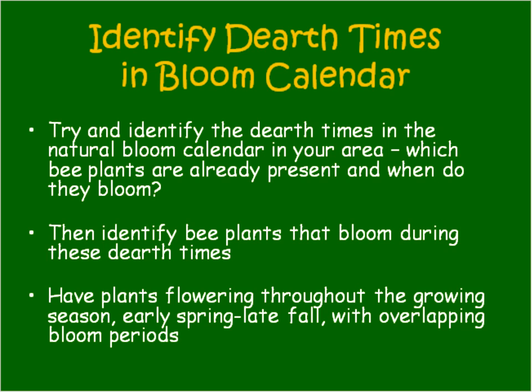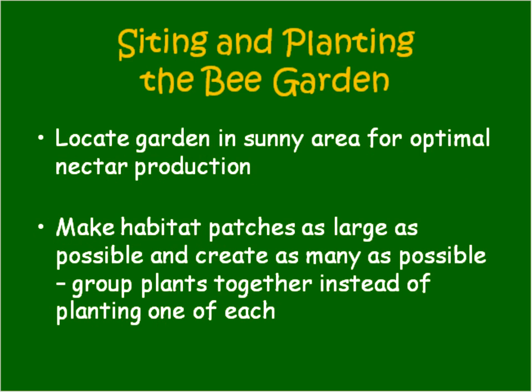Okay, so once you identify when the dearth periods are, then you can start pinpointing what plants would be ideal to fit that window. So what you're aiming for in a bee garden or pollinator garden is really having at least 3 seasons of bloom from early spring to late fall, and then having that overlap, so you have no period when there's nothing blooming. That's definitely not good for the bees. So that's what you're aiming for.